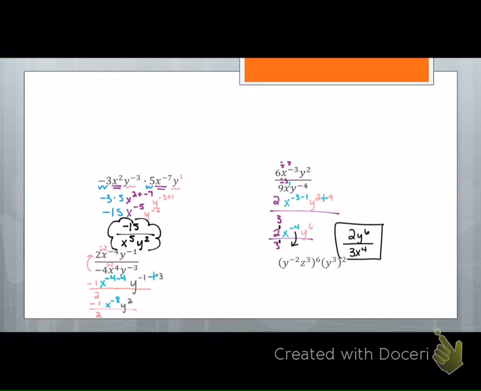So, Justin, what do I still have to do here? What is that? So, what do you get then? Well, what's in the numerator? Okay, and what's in the denominator? X to the 8th. Good.